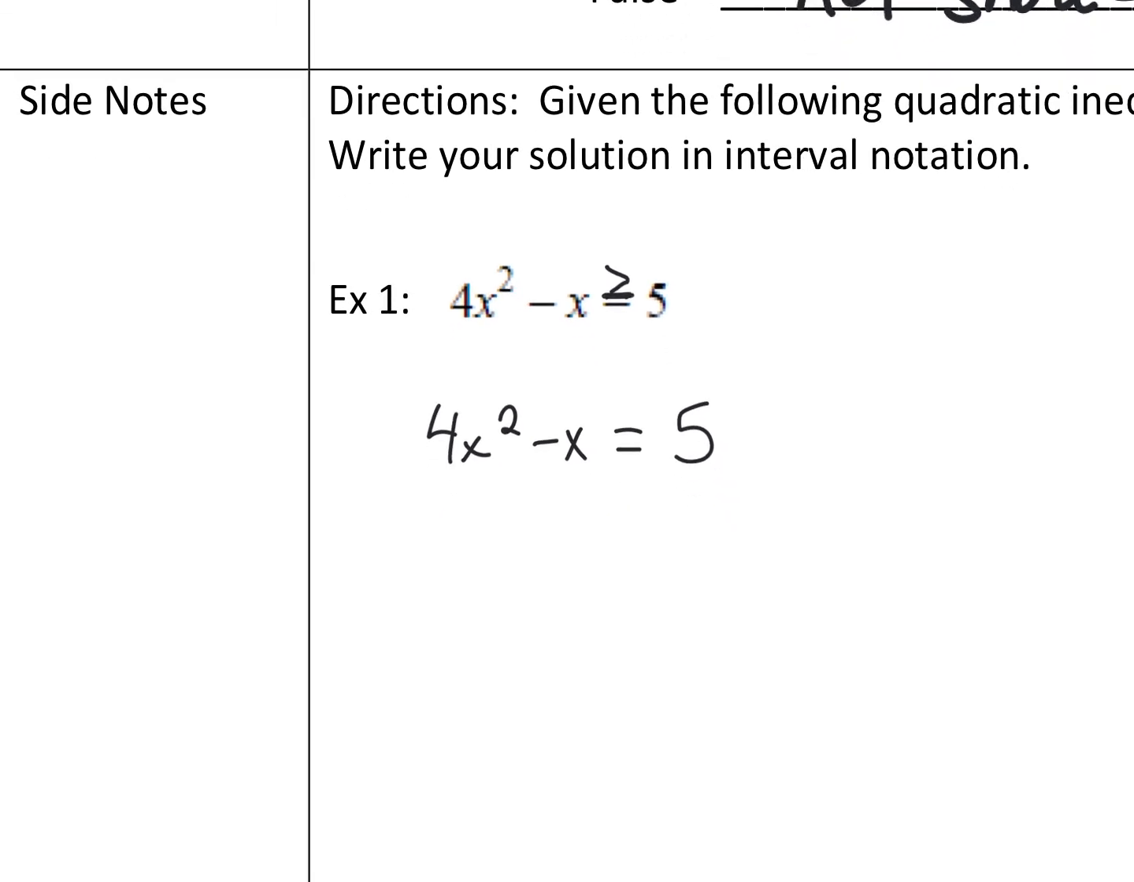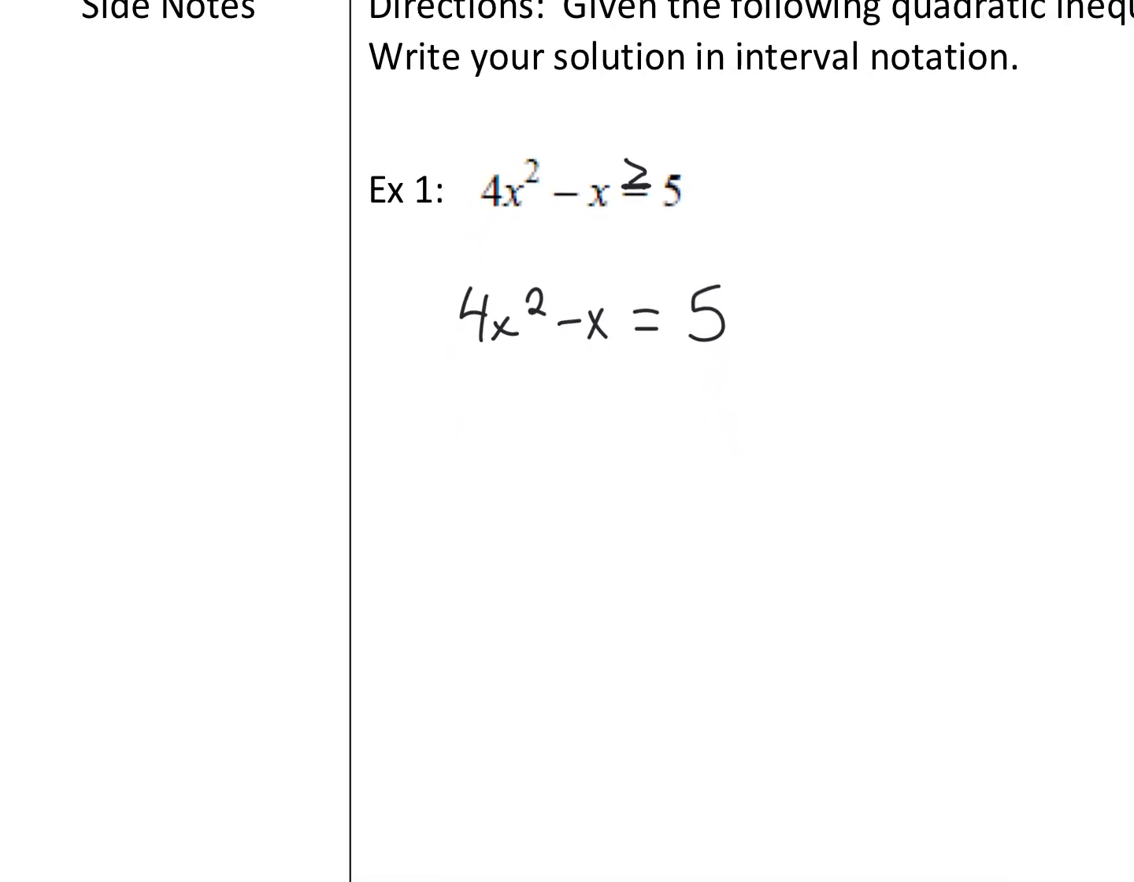Then we know, since it's a quadratic inequality, we are factoring. We cannot factor it the way it looks right now. What do we need to do? Make it equal 0. So I need to move the 5. Perfect. So I end up with 4x squared minus x minus 5 equals 0. From there, how do I solve something that looks like this?